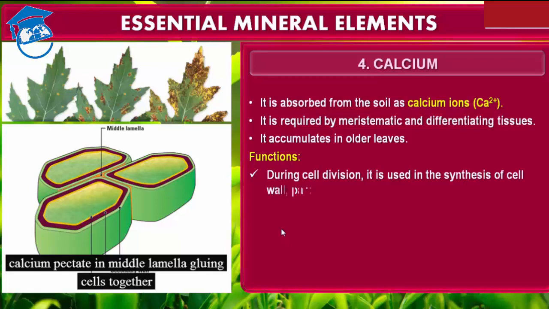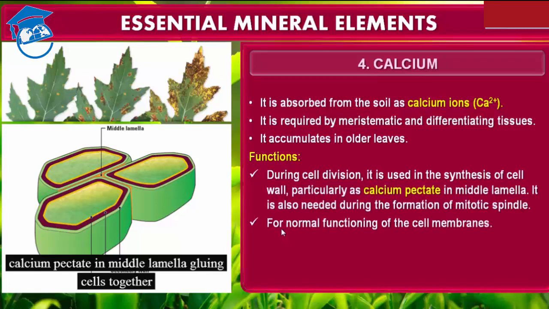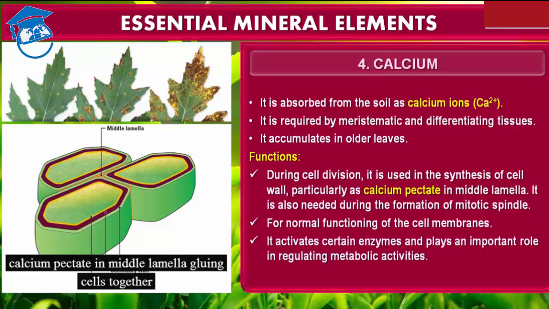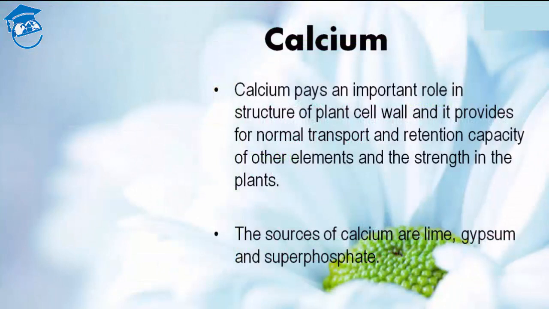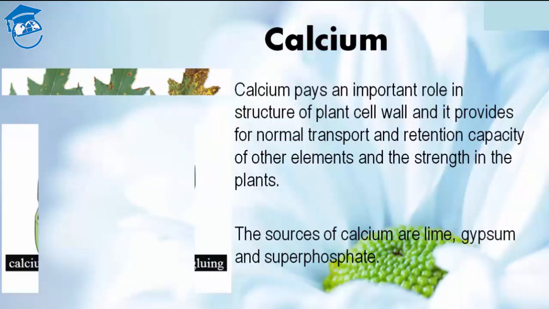During cell division, it is used in the synthesis of the cell wall, particularly as calcium pectate in the middle lamella. It is also needed during the formation of the mitotic spindle, students. For normal functioning of the cell membrane, calcium is required. It activates certain enzymes and plays an important role in regulating metabolic activities. So these are the functions of calcium. Now let's see what's the role.